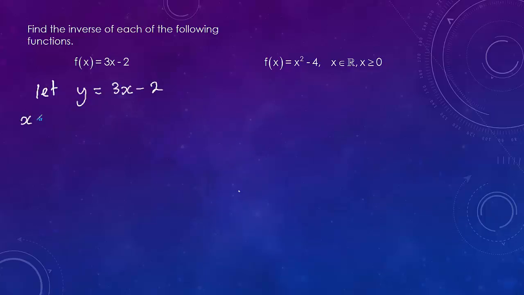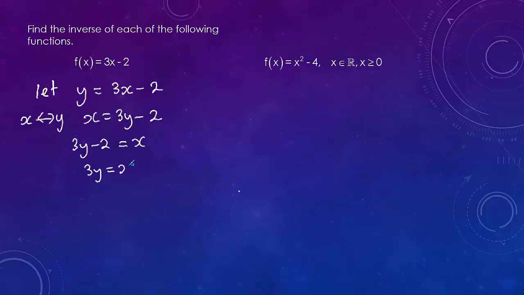We then interchange x and y, and the reason for that will become clearer after the next lesson. So we write x is equal to 3y minus 2. We then make y the subject of the equation. So we've got 3y minus 2 equals x. I've just changed the sides there.